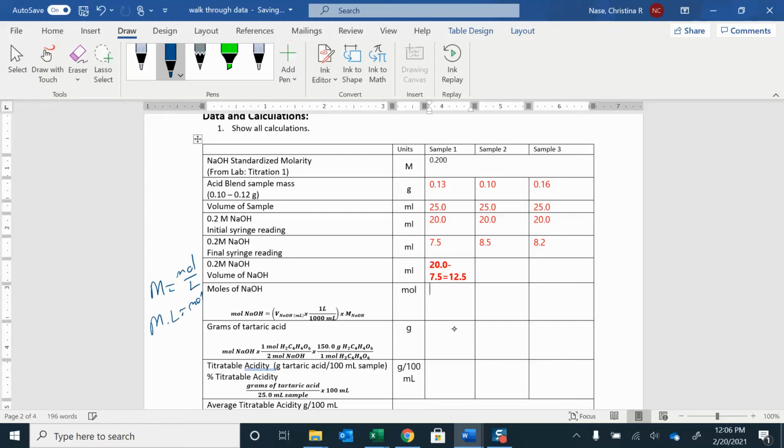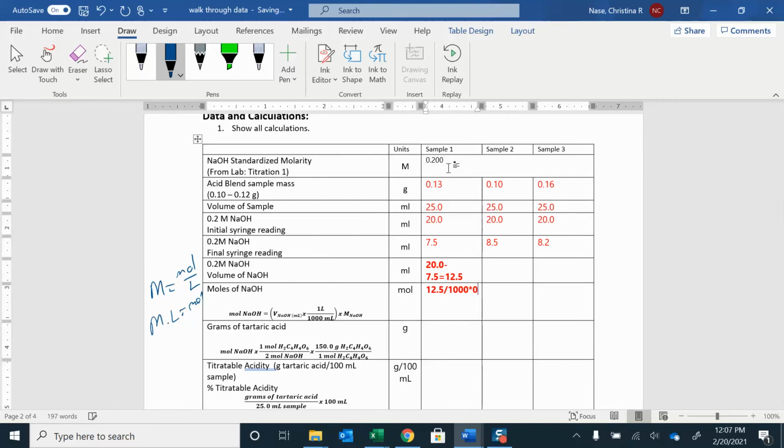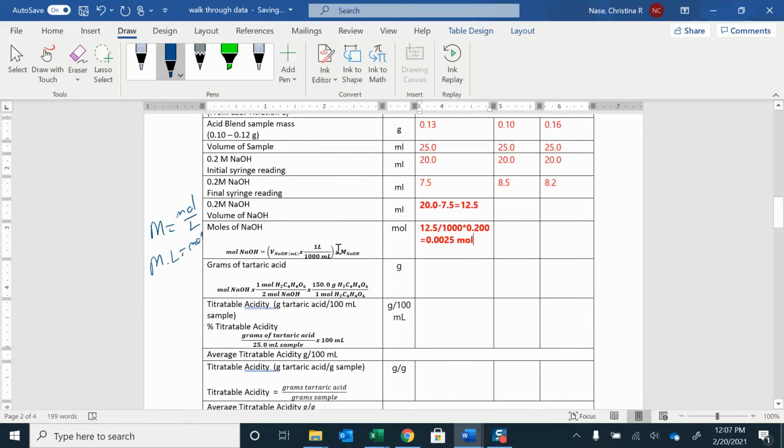My volume here is in milliliters, so I'm going to convert that to liters first. I'm going to take my 12.5, divide that by 1,000 to get to my liters, and then multiply that by the 0.2 molar, and that should give me my moles. So I got 0.0025 moles. Awesome. So that's how many moles of sodium hydroxide I used up.